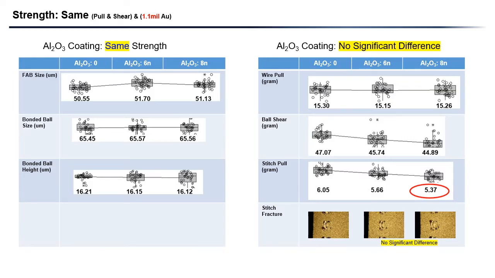Here I'm showing you bondability data for the 1.1 mil gold wire having an aluminum oxide thickness of 6 nanometer thick, 8 nanometer thick. Fab size is same. Bonded ball size is same. Bonded ball height is the same. And we found the strength is same as well. Wire pull strength, ball shear strength, stitch pull strength. There's a little bit of a drop, but looking at a stitch fracture mode, they are all same.